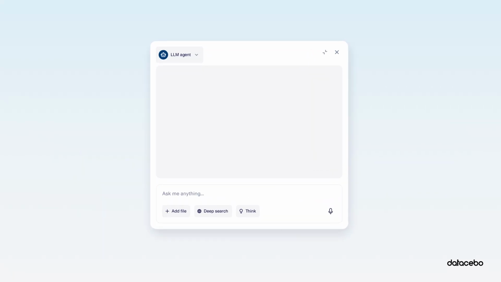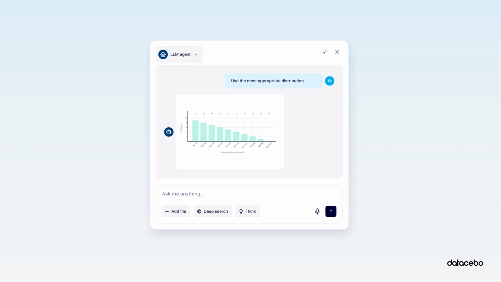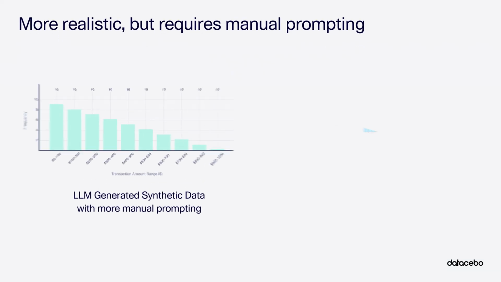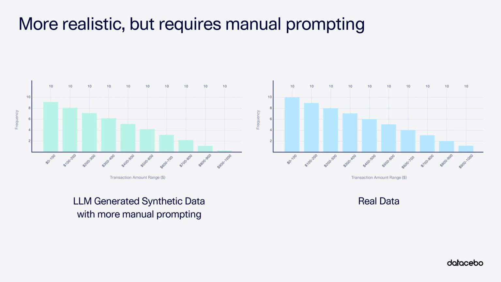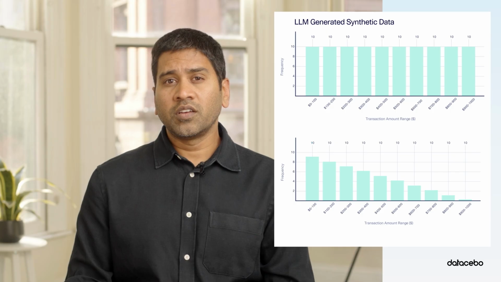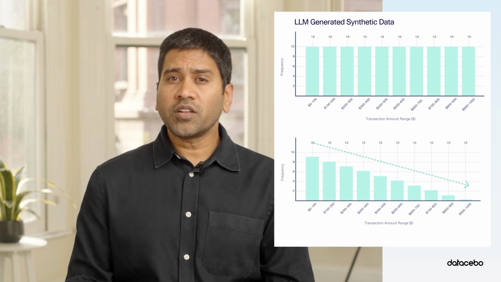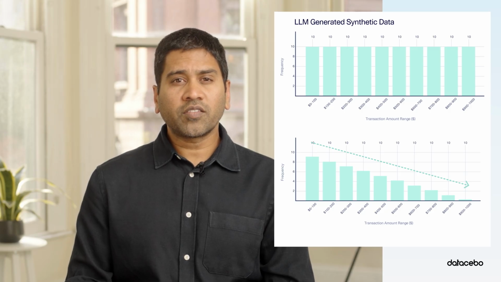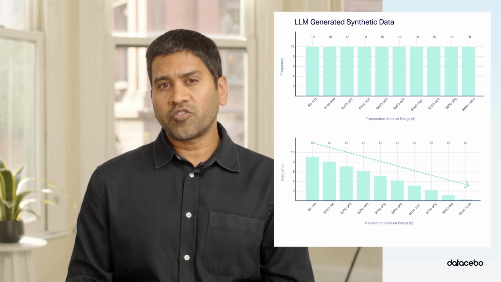To address the lack of realistic patterns, you can prompt the LLM to generate data using the most appropriate distribution based on its prior knowledge. For instance, instead of uniformly spreading transaction amounts, the LLM might now choose an exponential distribution, creating many transactions in the $0 to $100 range and then gradually tapering off for higher amounts. This produces data that feels more realistic and mirrors the real-world trends better than a simple uniform distribution.